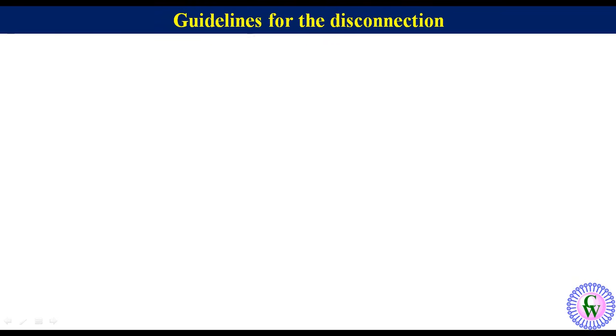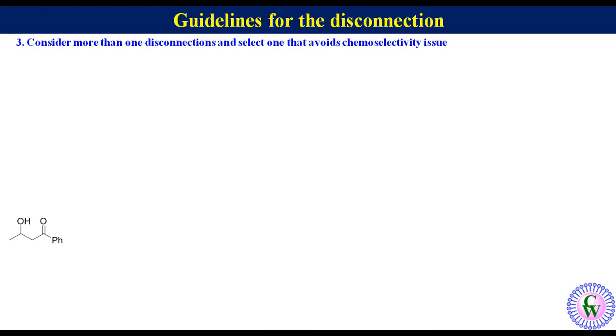Point number 3. Consider more than one disconnection and select the one that avoids chemoselectivity issues. For example, suppose we have to do the retrosynthetic analysis of 3-hydroxy-1-phenylbutan-1-one. We can disconnect here to get these two donor and acceptor synthons. Let's label it as path A.